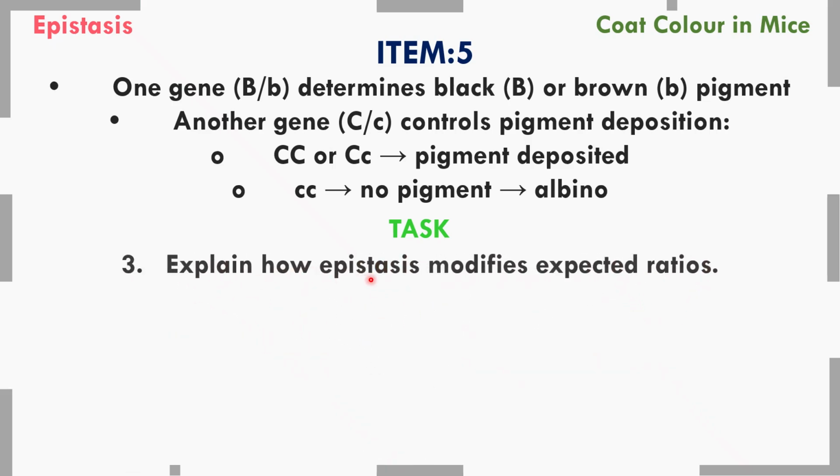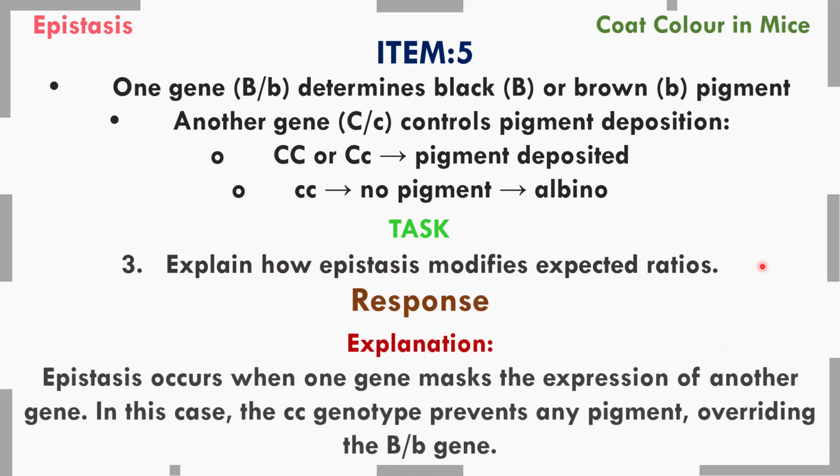Explain how epistasis modifies expected ratios. Explanation. Epistasis occurs when one gene masks the expression of another gene. In this case, the small c genotype prevents any pigment, overriding the capital B, smaller b gene.